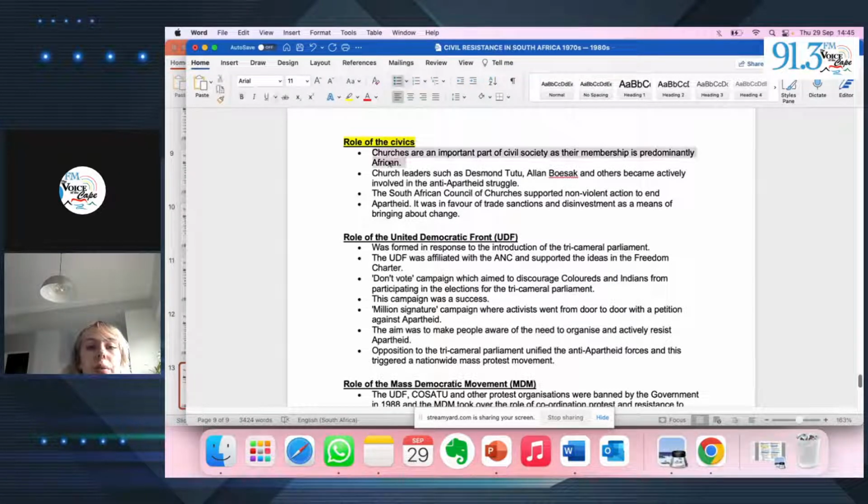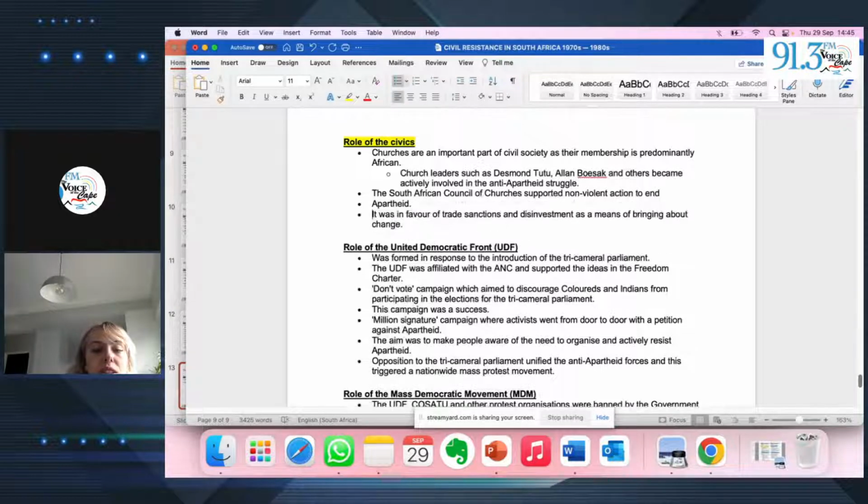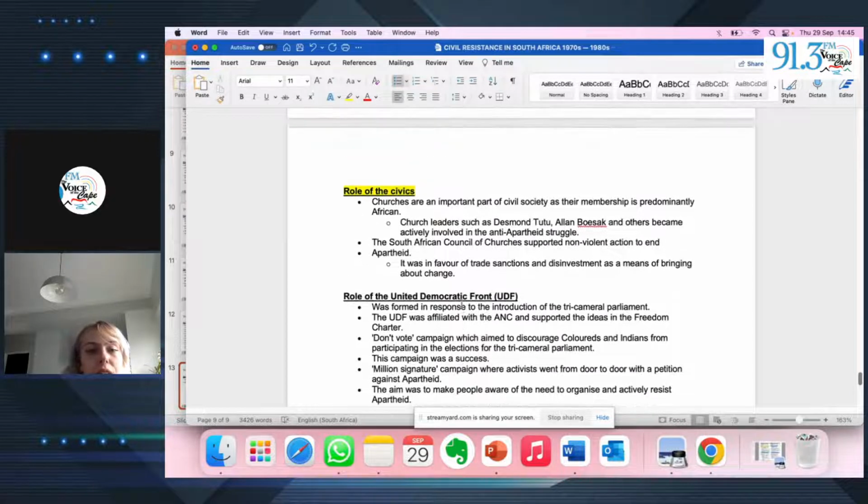So churches are an important part of civil society as their membership is predominantly African. Church leaders such as Desmond Tutu, Allan Boesak, and others became actively involved in the anti-apartheid struggle. The South African Council of Churches supported nonviolent action to end apartheid. It was in favor of trade sanctions and disinvestments as a means of bringing about change. So the role of civics, passive resistance.